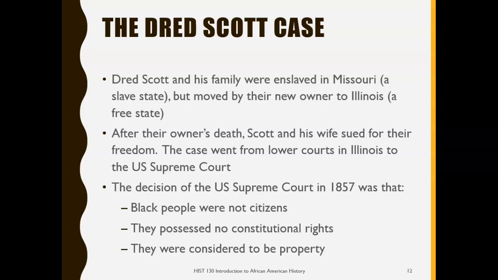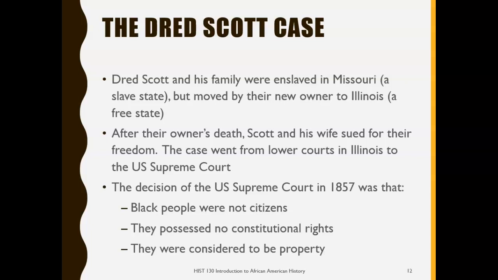There was another case that increased even more the divide between the North and the South. That was the Dred Scott case. Dred Scott and his family were enslaved in Missouri, which was a slave state at that time. But they moved to Illinois, which was a free state where slavery was illegal. So they did not sue right away at that time. But after the death of the owner, Scott and his wife sued for their freedom.